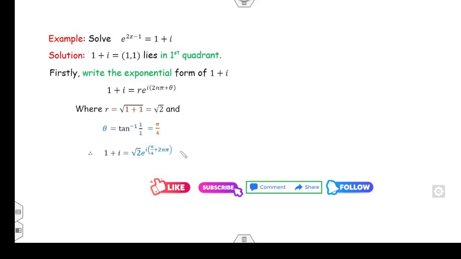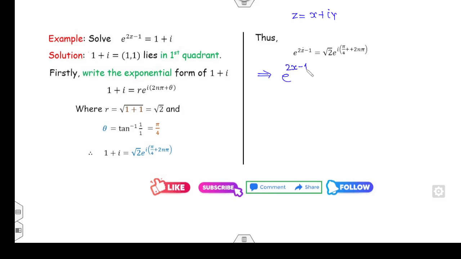I can substitute this value in the equation number 1. E raised to power 2z minus 1 is equal to root 2 e raised to power iota (2n pi plus pi over 4). Now you can substitute the value of z also. z is my x plus iota y. E raised to power 2x minus 1, that's a real, e raised to power iota y.